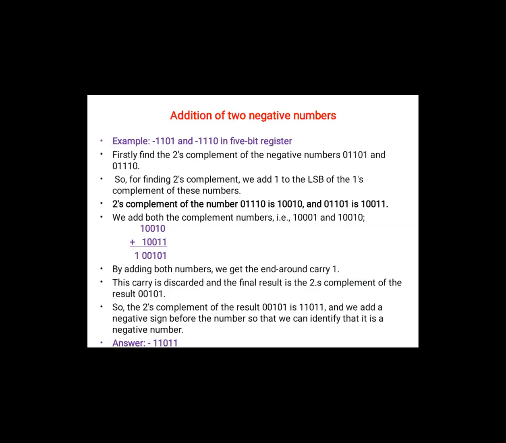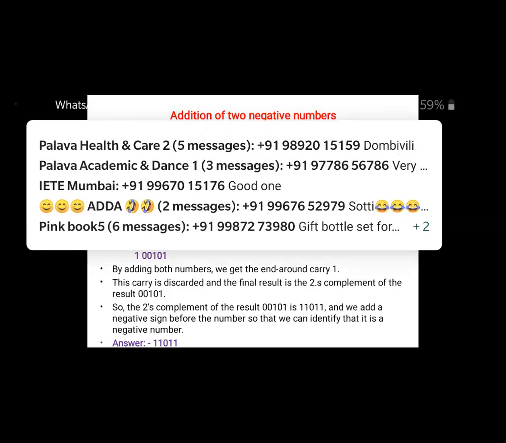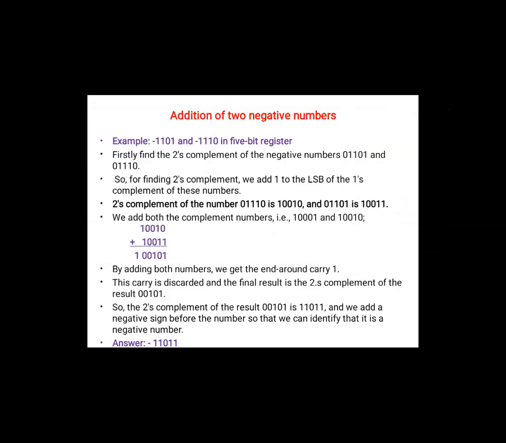Since both the numbers are negative, you find out the 2's complement of both the numbers. Now once you find out 2's complement, find it out nicely. Both 1's complement plus 1. Now do it. So you should be getting the one which is written in this violet color: 0011.